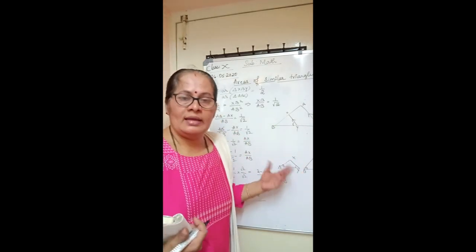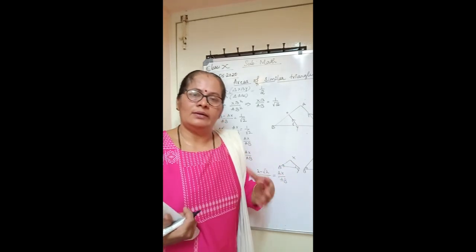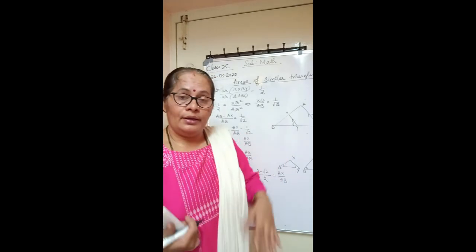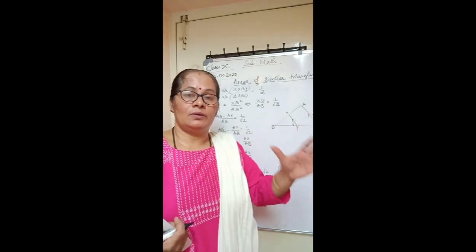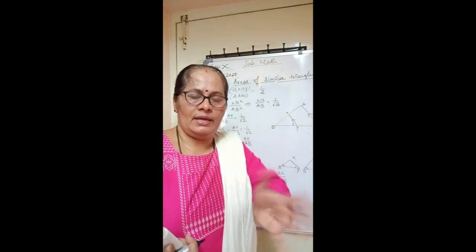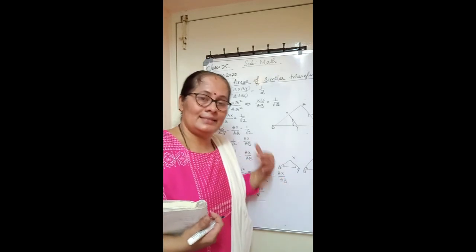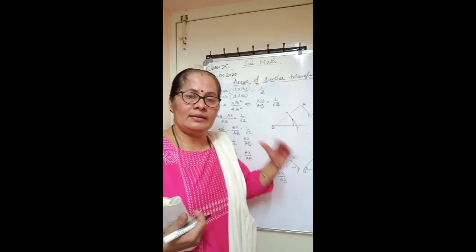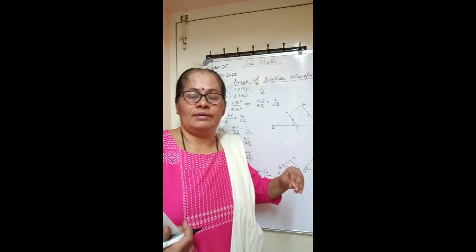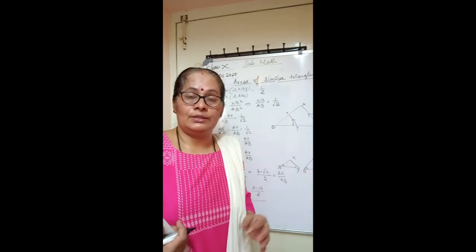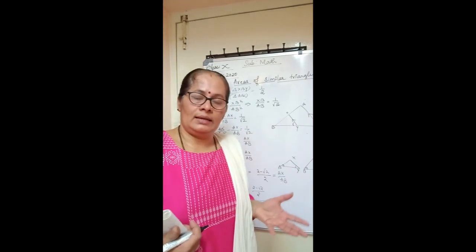In the next class, we are going to discuss Pythagoras theorem. Already you learned the Pythagoras theorem, but you don't know how to derive it. You learned only the equation: hypotenuse square equals the sum of the squares of the other two sides. But in 10th standard, you are going to learn the proof of this equation, how to derive it, and its converse theorem as well as applications of Pythagoras theorem.